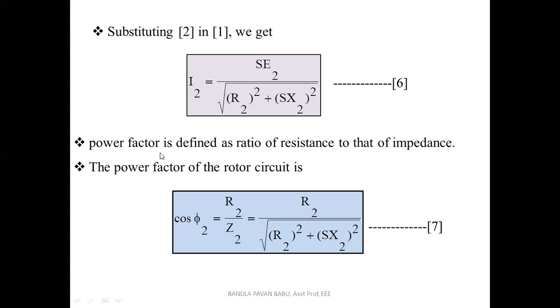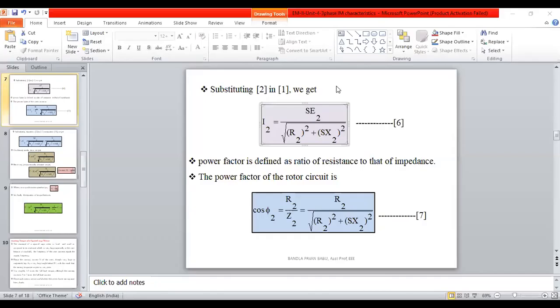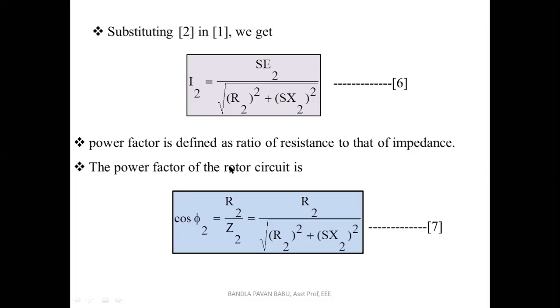Next, the power factor is defined as the ratio of resistance to impedance, so cos phi equals R by Z. In order to find the power factor on the rotor side, it is R2 by Z2. So the power factor of the rotor circuit is cos phi 2 equal to R2 by Z2.